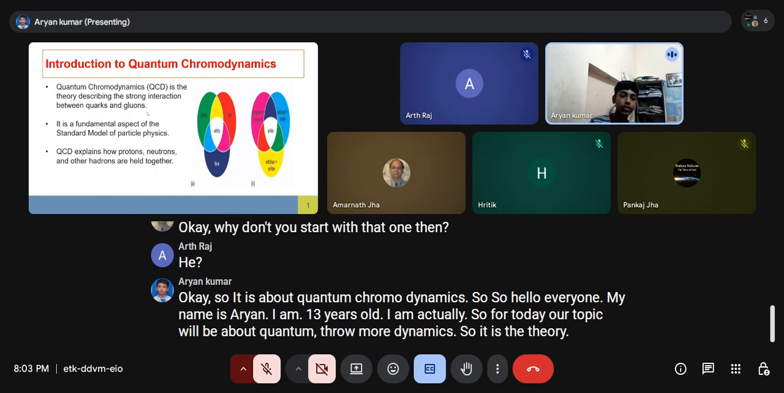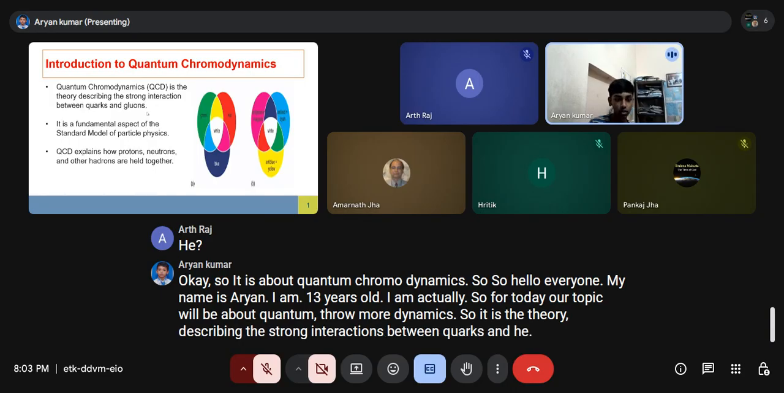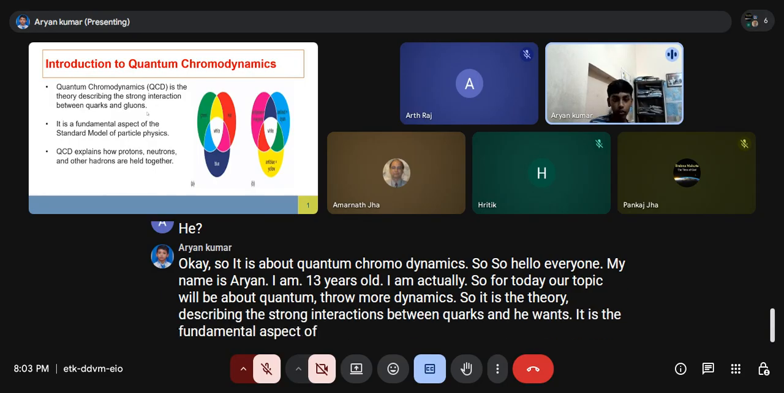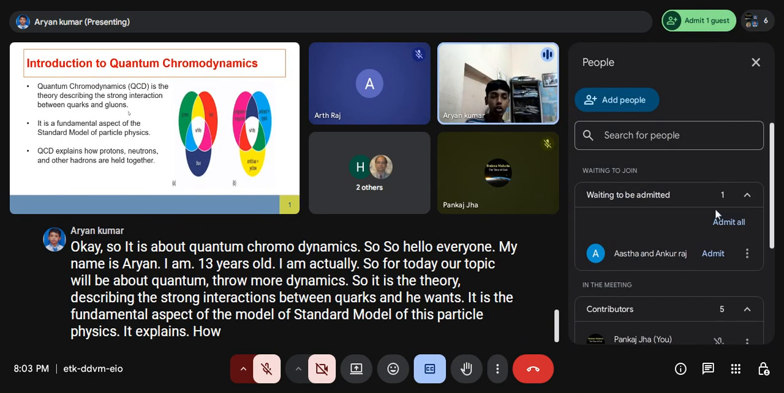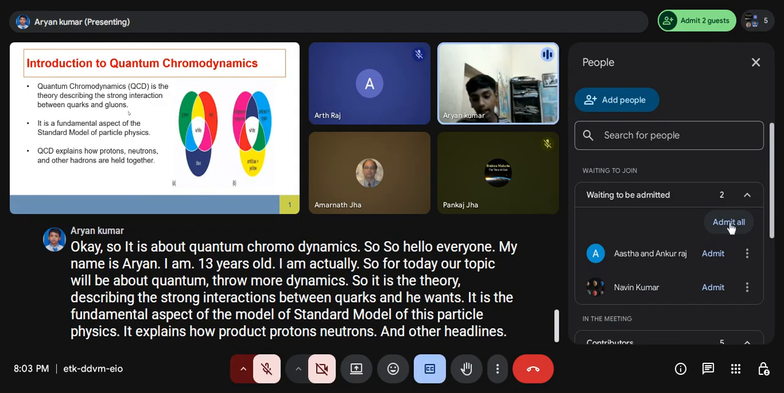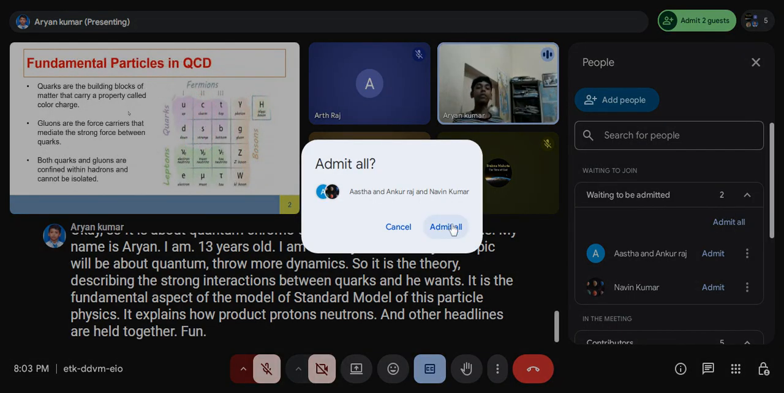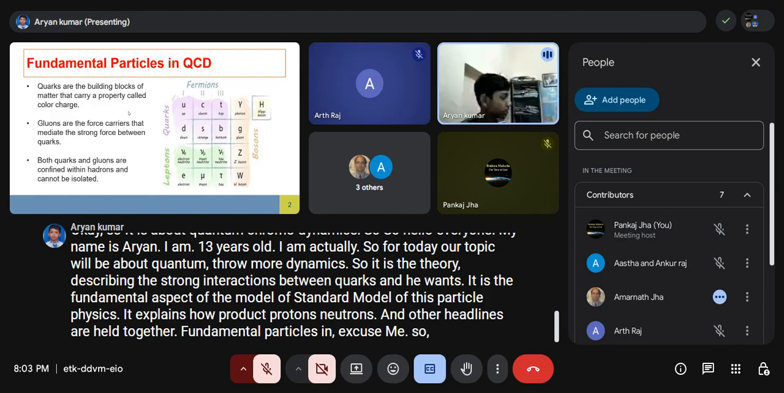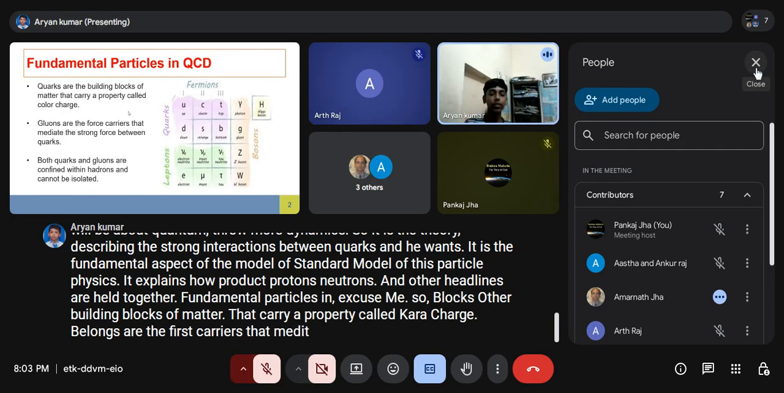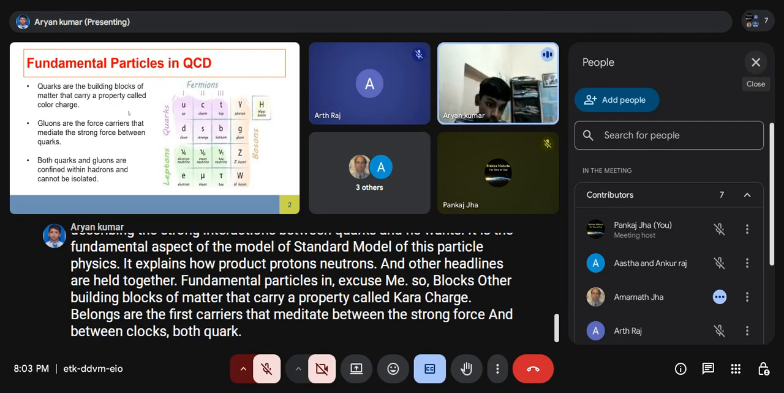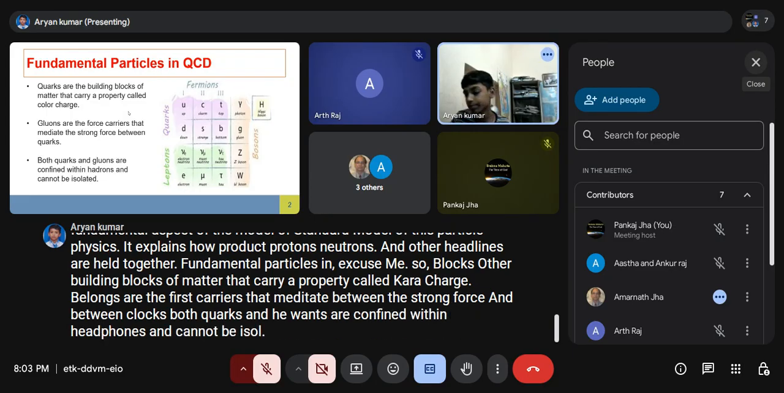So it is the theory describing the strong interactions between quarks and gluons. It is a fundamental aspect of the standard model of particle physics. It explains how protons, neutrons, and other hadrons are held together. Fundamental particles in QCD: quarks are the building blocks of matter that carry a property called color charge. Gluons are the force carriers that mediate the strong force between quarks. Both quarks and gluons are confined within hadrons and cannot be isolated.